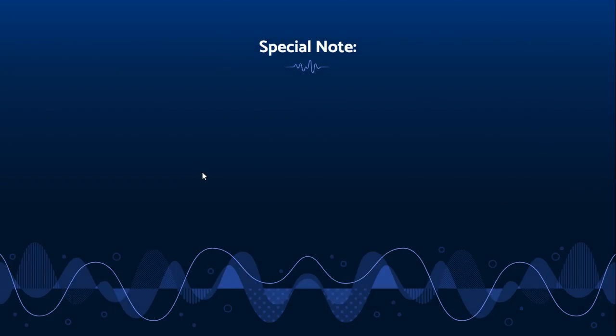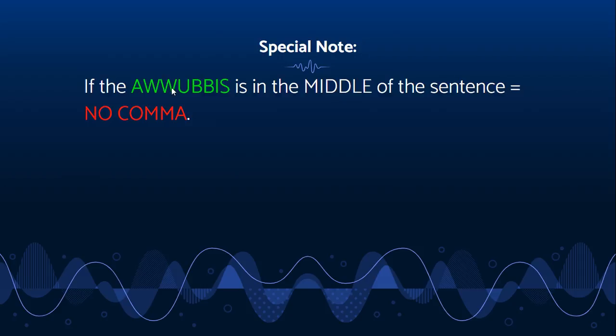Now, I do need to give you a special note here. This will not show up a whole lot this year, but it could become important in future years when you're writing. If the AWUBIS is in the middle of the sentence, you actually don't need a comma. And this is because that part with the AWUBIS is considered a dependent clause. And if the dependent clause comes at the end, it doesn't need a comma to separate it. That's some fancy grammar rule. But all you need to know is that if your AWUBIS is in the middle, you don't need a comma.